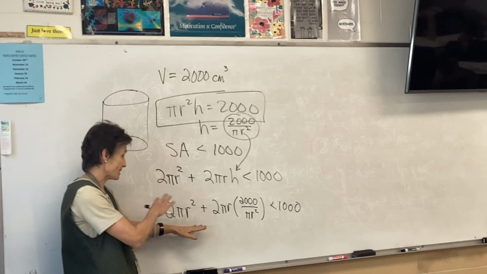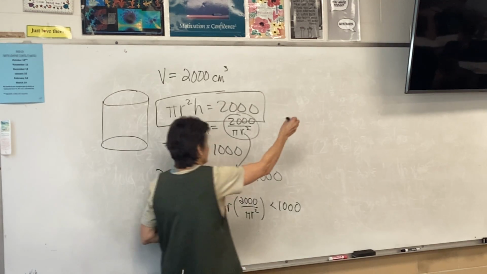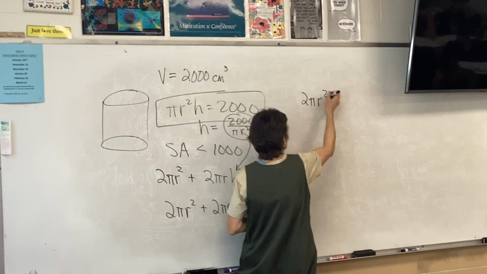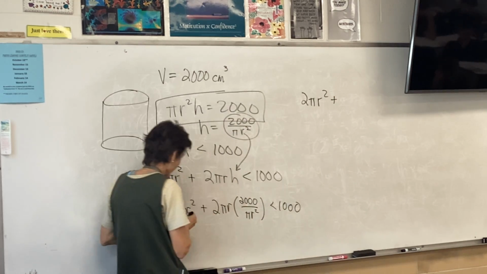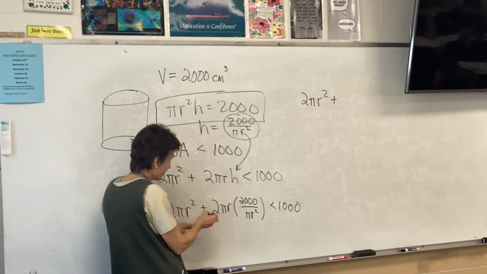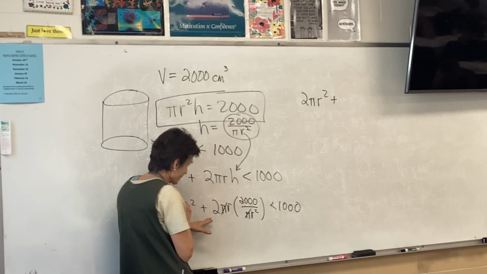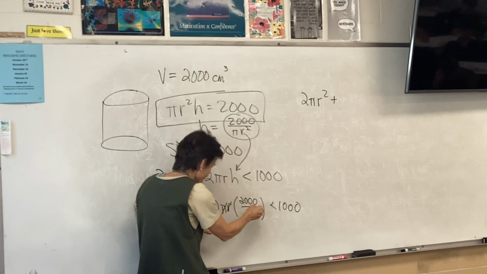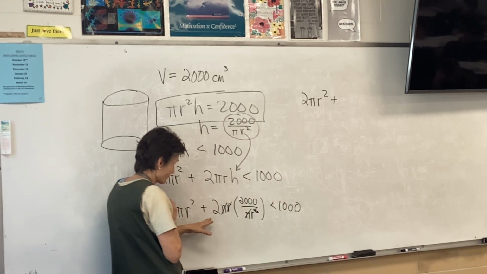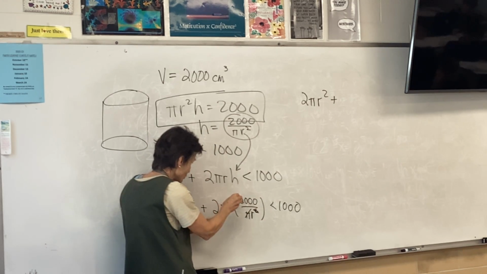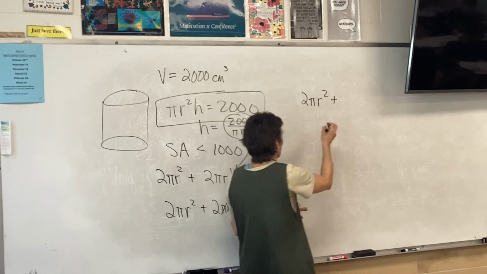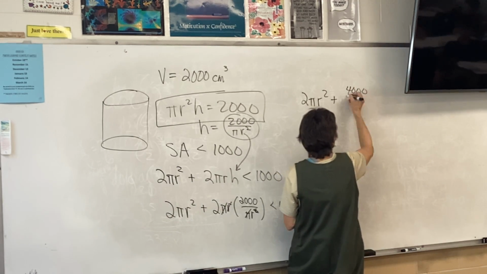So now I have this, and this is kind of a mess. Let's see if we can clean it up at all. That, you can't do anything with, but what's going to happen here? Will the pi's cancel? And will one of the r's cancel? And I can take 2 times 2,000 and get 4,000 over r.